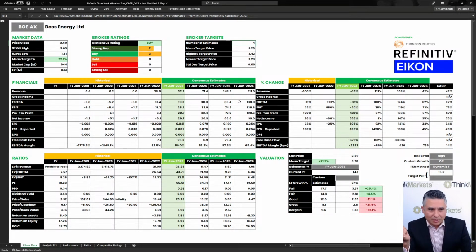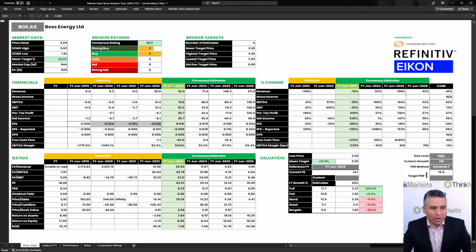We do have 4 estimates for Boss Energy on the Thomson Reuters spreadsheet. We have 2 strong buys and 3 buys. I forgot to tell you what the Strike Energy ratings were, but you can go back in the recording and find those. In terms of the EPS line, which is where I like to go next, we can see losses after losses after losses. That's because it's a company that is trying to get itself into production.